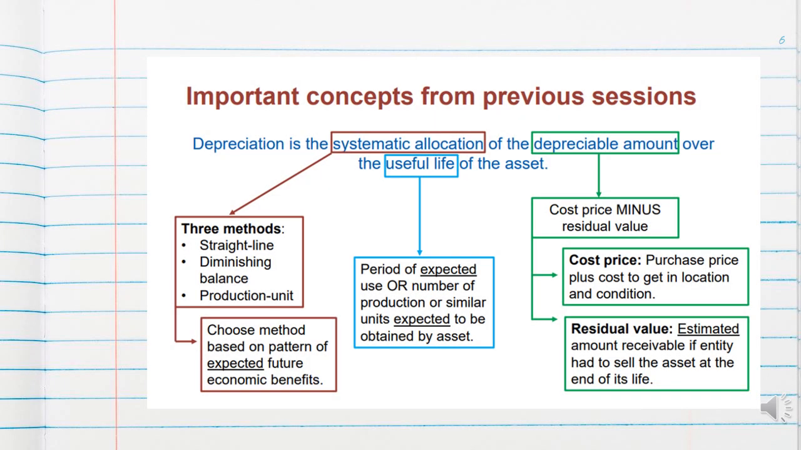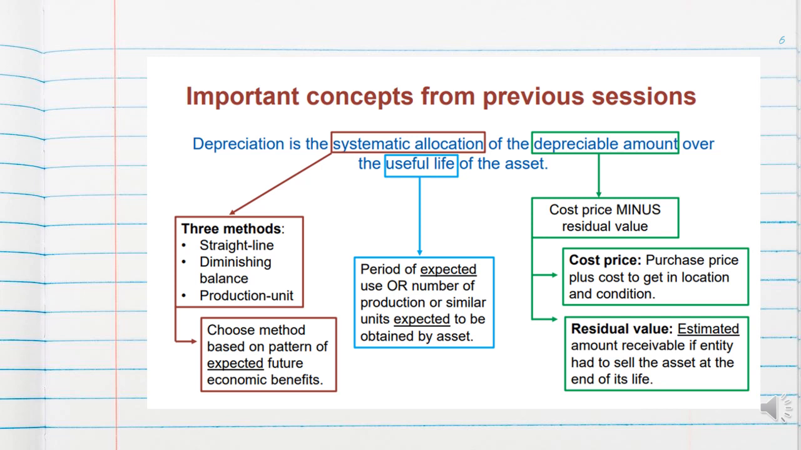Then this was a slide on the depreciation slides that were put up by your lecturers. And this is actually a really useful slide. So if you already have this down somewhere, well done. If you don't, write this down, because this is very important. Basically what your lecturers have done here is they've taken the definition of depreciation and split it up into the three most important pieces. So you have the systematic allocation, you have the depreciable amount, and you have the useful life of the asset.